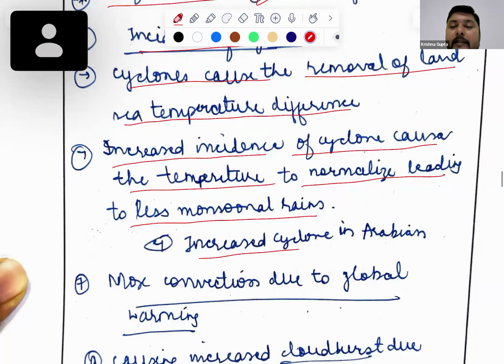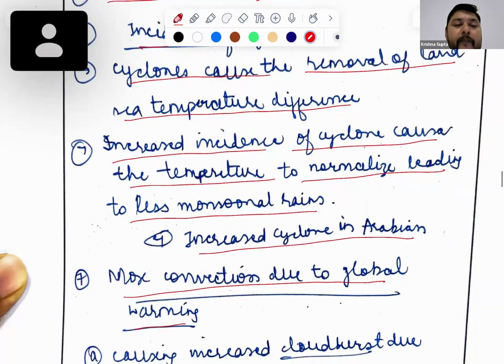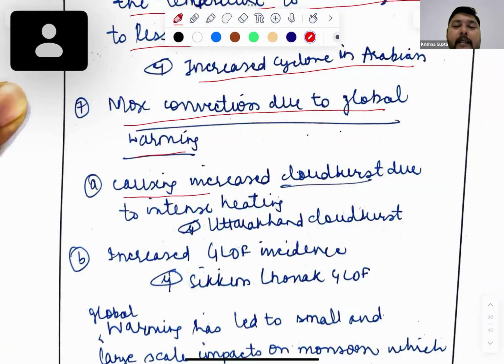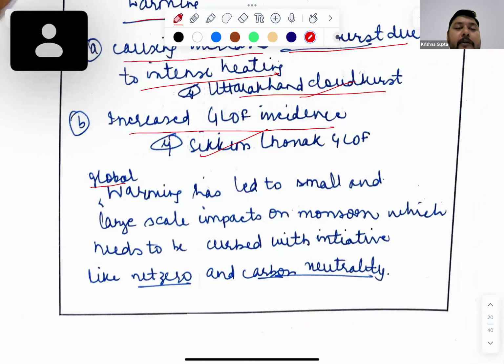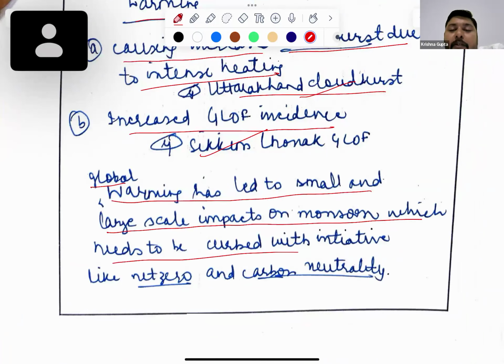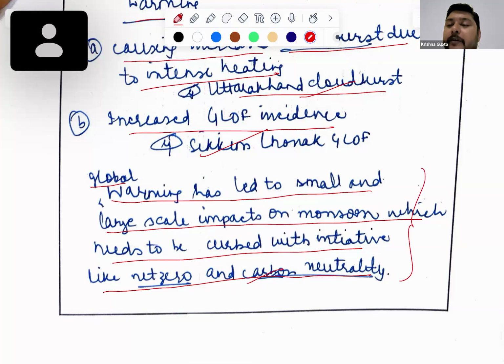Increased cyclone in Arabian Sea, more convection due to global warming, causing increased cloudburst due to the intense heating, Uttarakhand cloudburst. Increased GLOF incidence. So these are the impacts. So global warming has led to small and large scale impact on monsoon, which needs to be curbed with initiatives like net zero and carbon neutrality. So the conclusion is good.